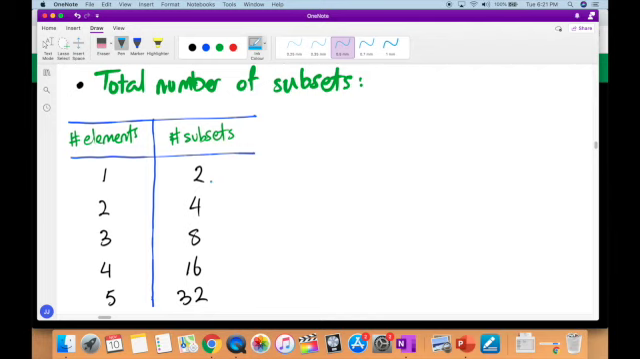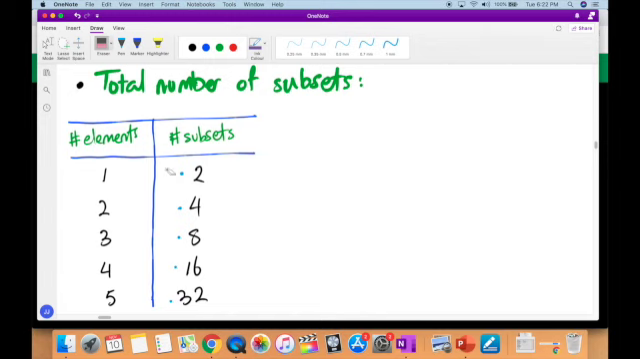Last class, we were talking about how we can find the total amount of subsets in a given set. And we did an experiment. We had a set with 1 element and we counted the subsets and saw that we have 2 subsets in that set. Then we had a set with 2 elements and we saw that there were 4 subsets. And a set with 3 elements, we saw that there were 8 subsets. A set with 4 elements, we saw that there were 16 subsets. And a set with 5 elements, we saw that there were 32 subsets.